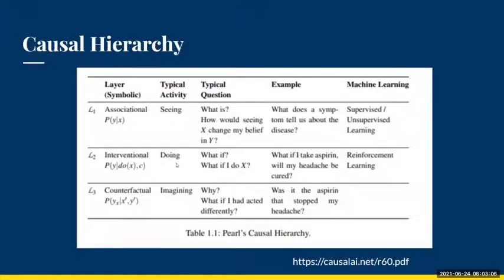Interventional is taking the next step in more of a causal reasoning, and it's doing, to make something happen. And it's replacing the variables. So what if we did something else? Or what if I do X? What does my probability look like now? So what if I take aspirin? Will my headache go away?